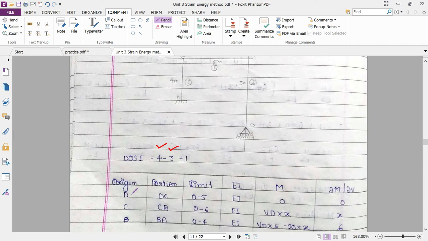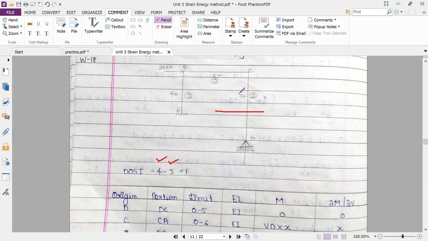Consider portion DC first, origin is D, limit is 0 to 5, EI is EI, and moment is 0, because there is no reaction or horizontal force. So M is equal to 0, so del M is equal to 0. Now consider the portion C.